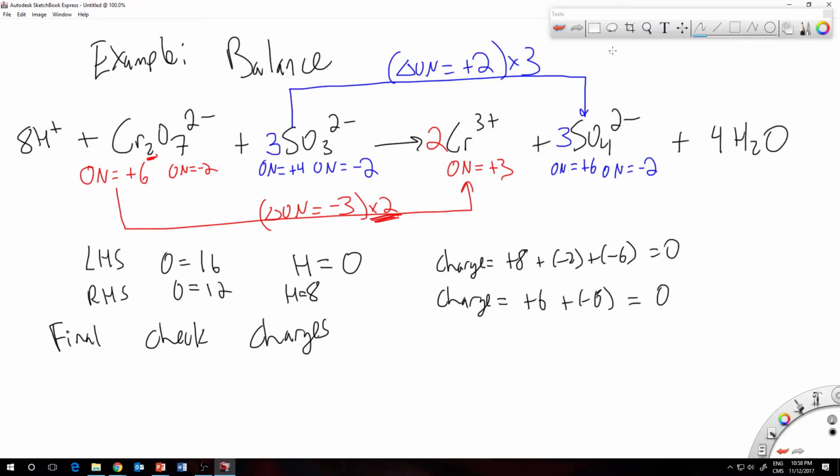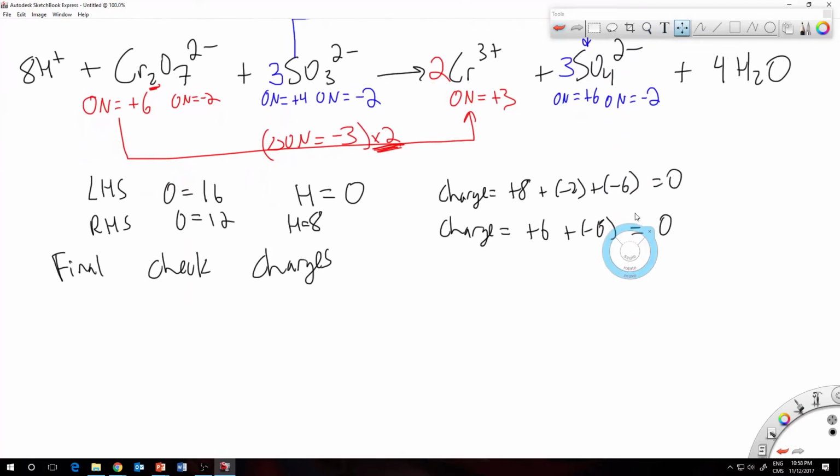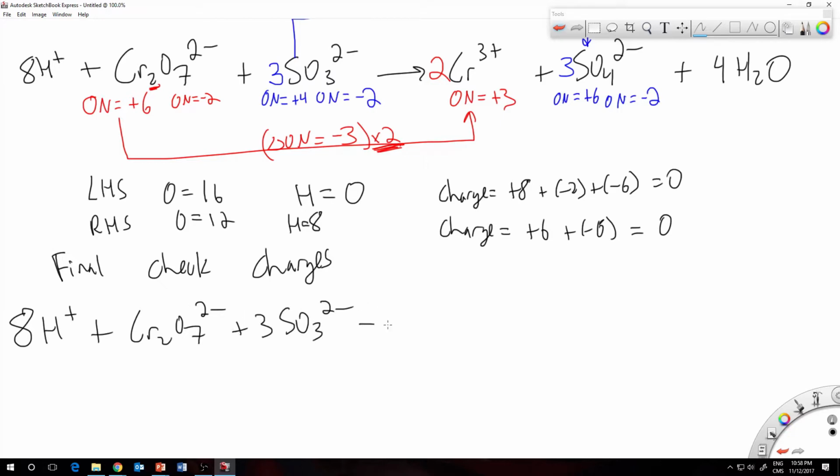So we're done. The overall balanced reaction will look like this: 8H+ plus Cr2O7 2- plus 3SO3 2- going to 2Cr3+ plus 3SO4 2- plus 4H2O. There we go, and there is the balanced reaction.